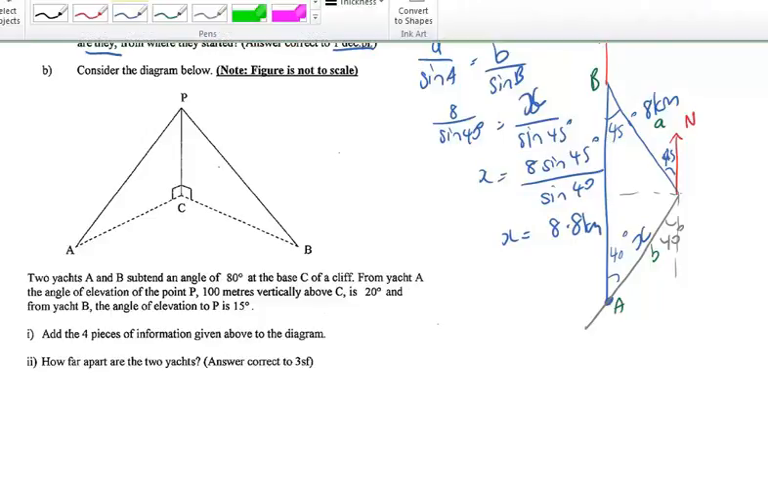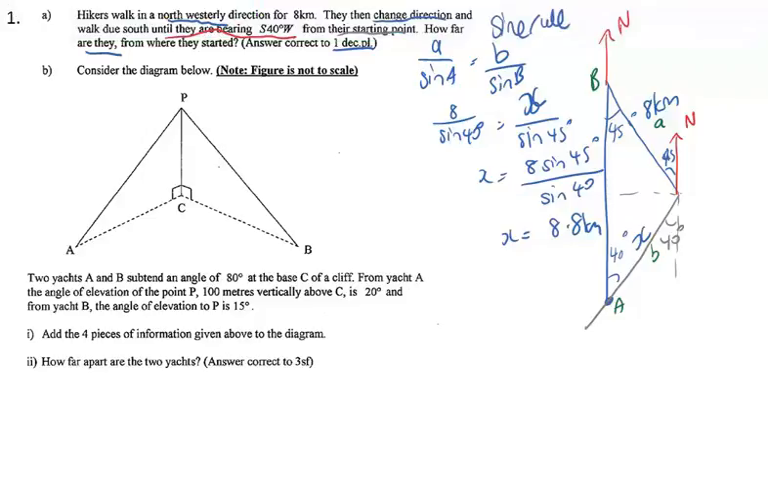So now looking at part B, we're considering this diagram below. We have two yachts, A and B. There's our A and our B. They subtend an angle of 80 degrees at the base C of a cliff. So we're saying this angle here is 80 degrees.